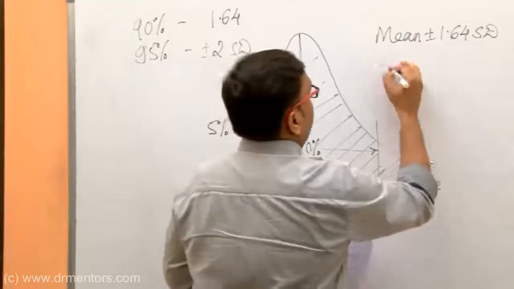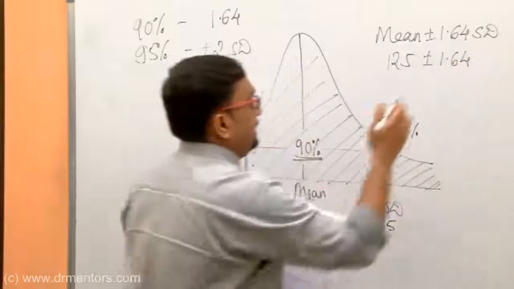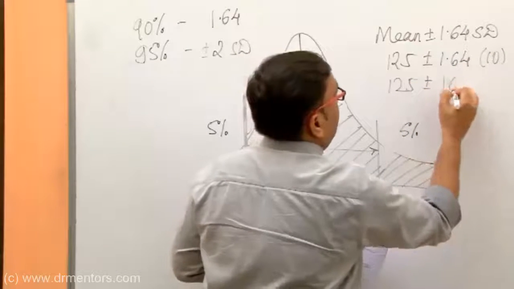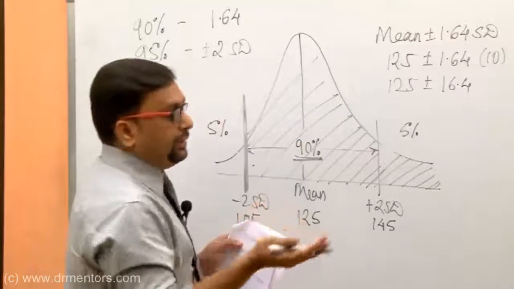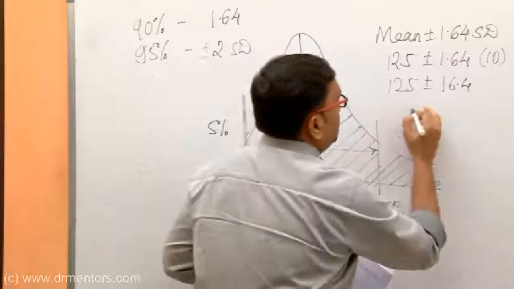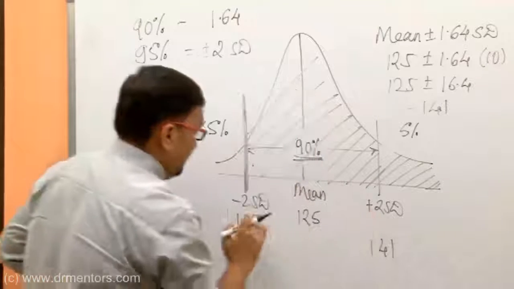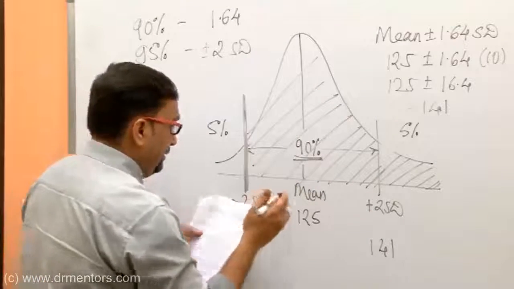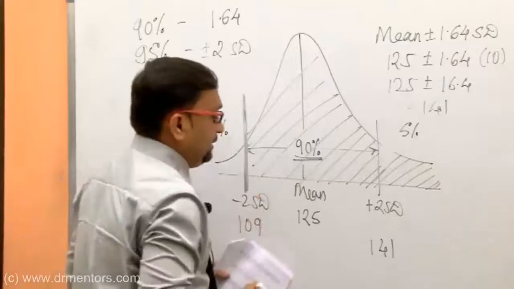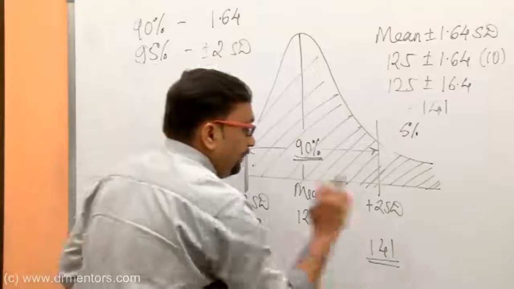Now you can provide me the data. Mean given here is 125 plus minus 1.64, SD is given here as 10. So that makes it 125 plus minus 16.4. Now I don't want exact calculation because this rounding off they have already done in their options. So this will give you 141 here. And this will become 125 minus 16, that will make it 109. So now here my 90% confidence interval is 109 to 141.